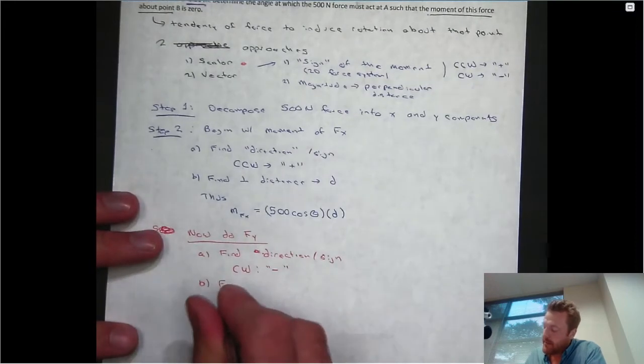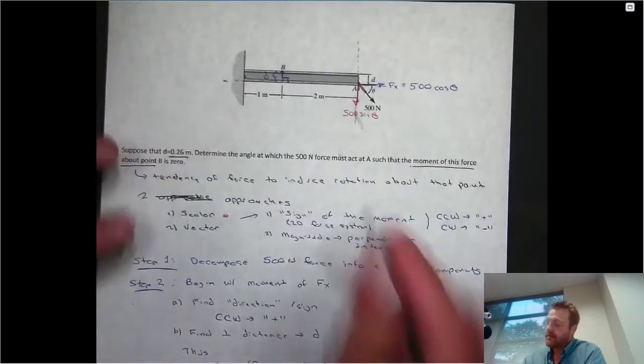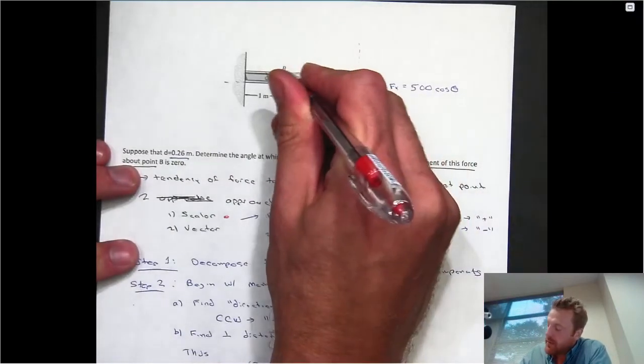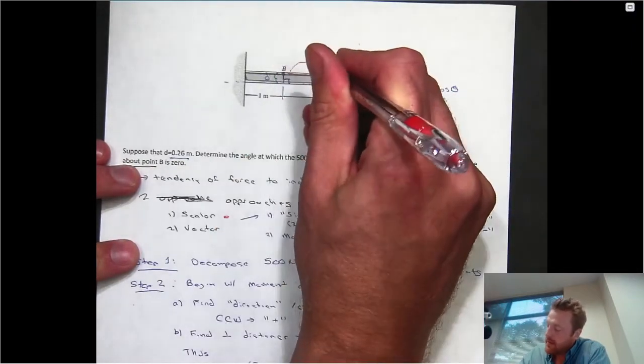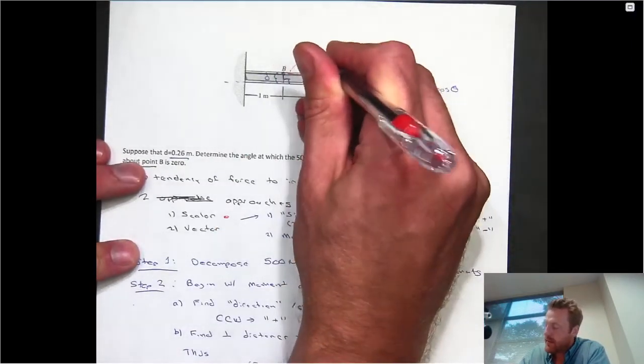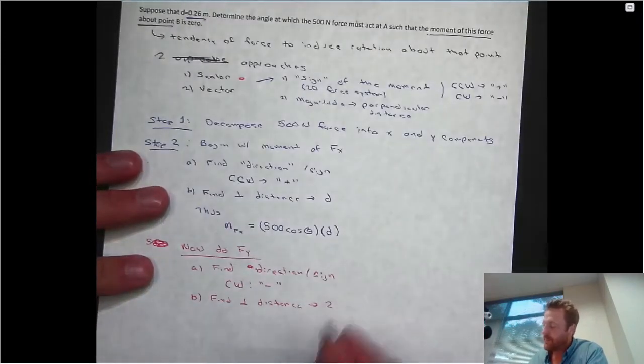Step B, I need to find the perpendicular distance. So I'm going to go from my point of reference, which was B, and I'm going to ask myself, of all the different lines I can draw to the line of action, what's the only one that will intersect it in a perpendicular fashion? And that line is simply a line that goes directly along the beam. So notice that this dimension in this case is nothing more than 2. So the perpendicular distance is nothing more than 2 meters.